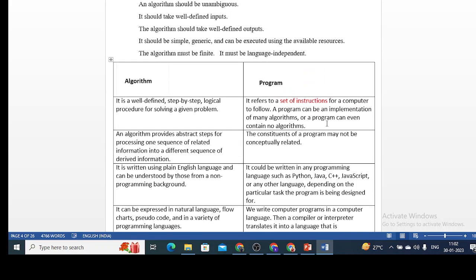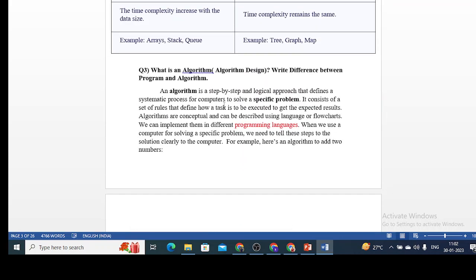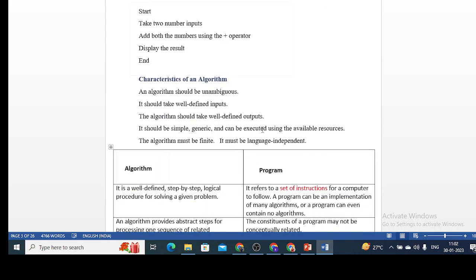Okay, so this was the difference between algorithm and program. This was question number 3.